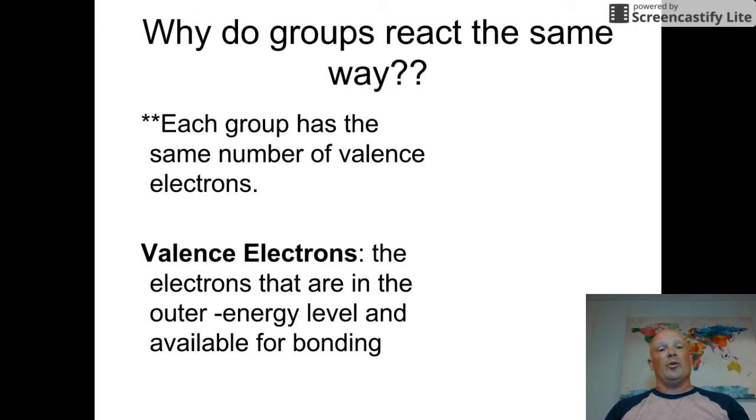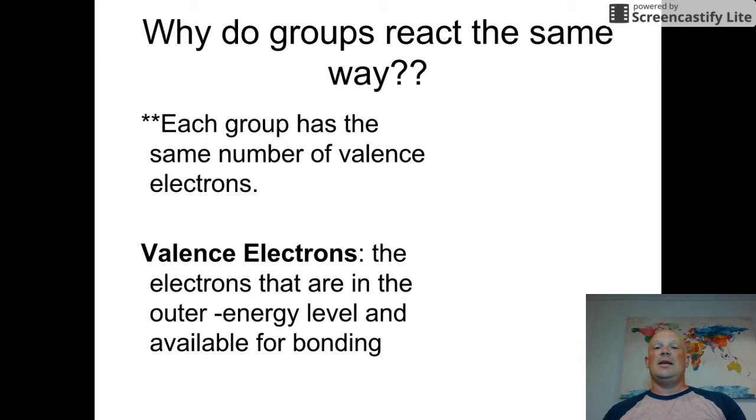And same thing, if you look at group 2, all of them have 2. If you look at group 13, they all have 3. That gets a little confusing because the group number changes as far as how many valence electrons it has. But just remember 1 and 2 have 1 and 2.